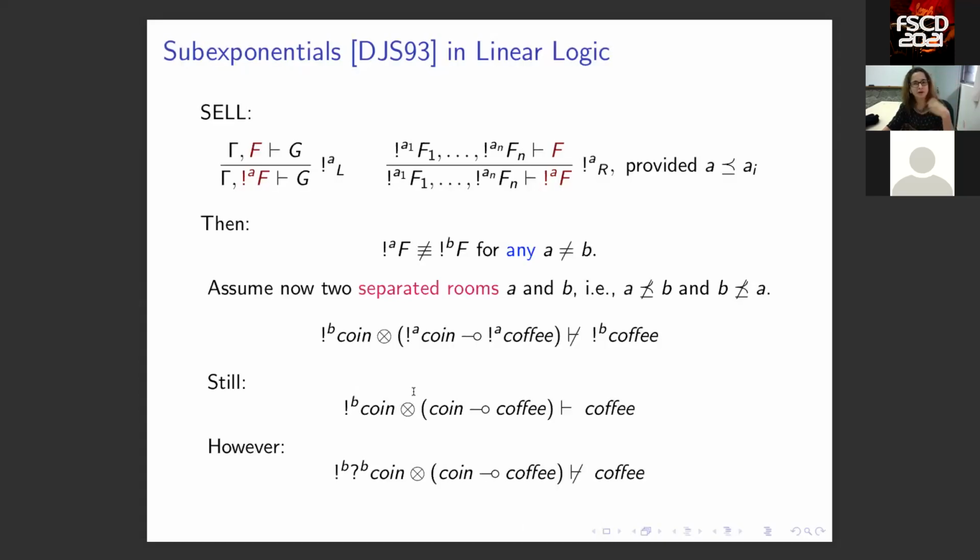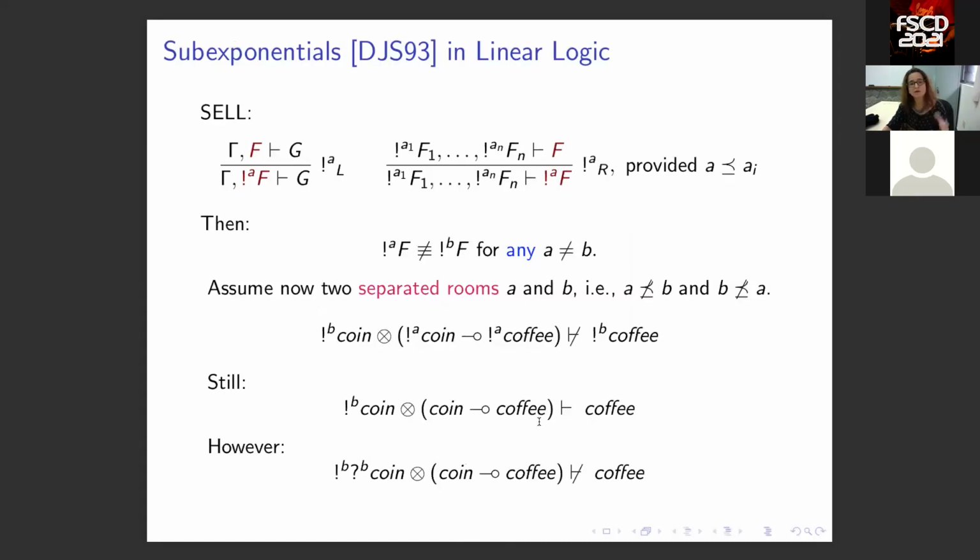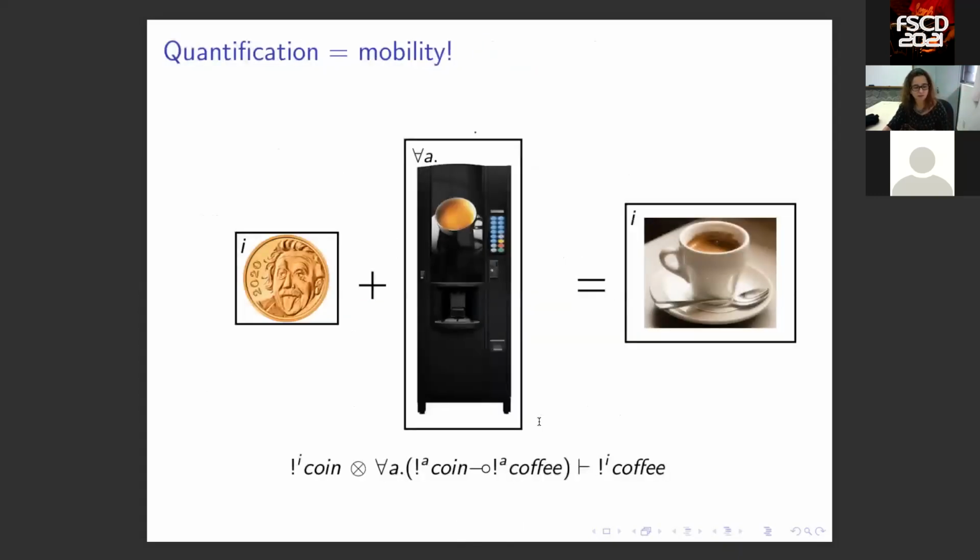So for guaranteeing this locality, or that something is going to be stuck in a place, we use the other exponential of linear logic, that'll be question mark. So now if I have question mark coin, it means that coin is going to be restricted to the space B. And it doesn't matter if I have a coffee machine, I'm not going to have coffee, it doesn't matter where. So in this way, we can capture space, also knowledge. We're going to talk about this in a while.